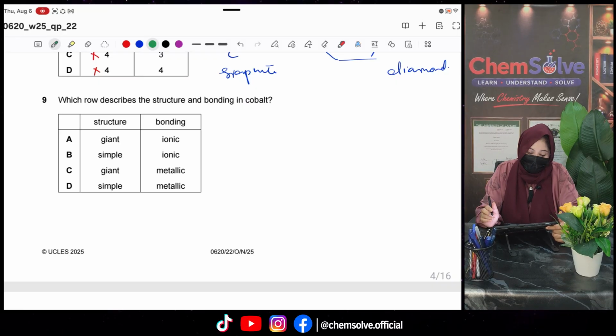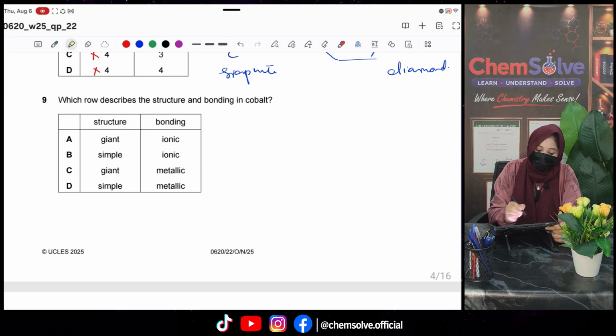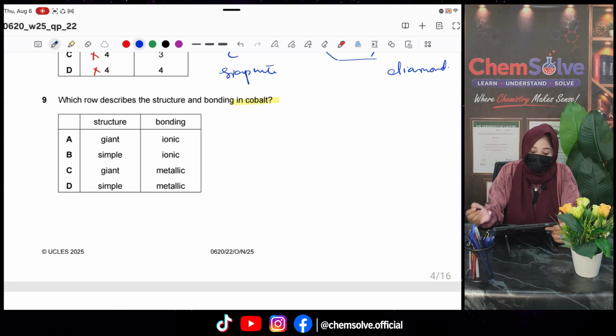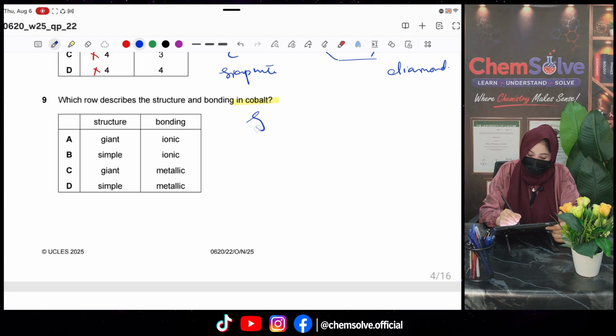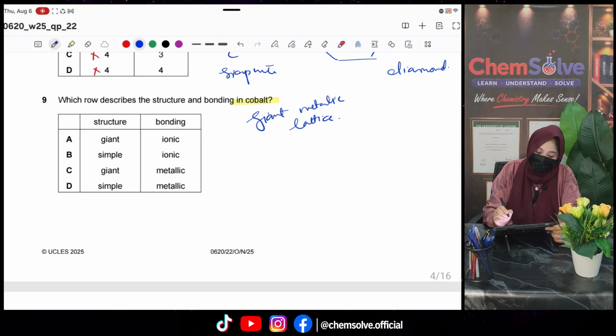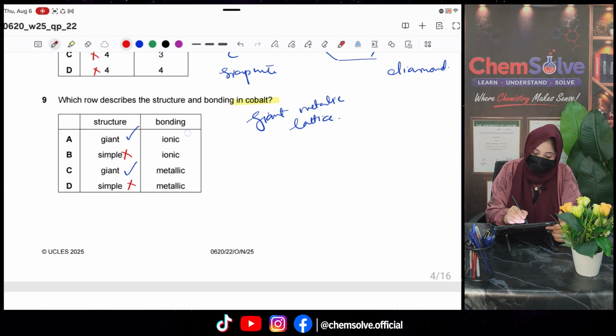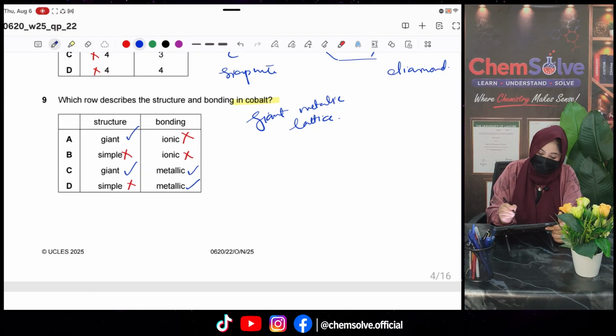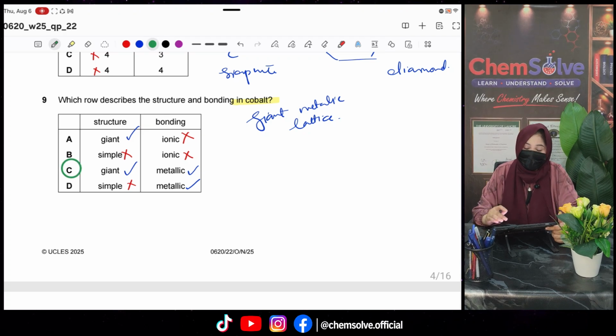Okay, now question number 9. Which row describes the structure and the bonding in cobalt? What is cobalt? Of course, cobalt is a metal, right? So metals have a giant metallic lattice, so they don't have a simple structure. They have a giant structure and they are not ionic. They are metallic instead. So you can see that the correct option is C here, right?